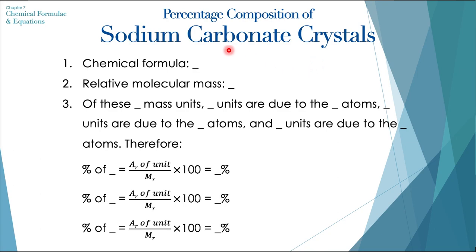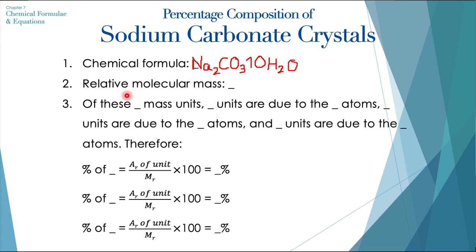So first we're going to write down the chemical formula of sodium carbonate crystals, which is, let's do it right now. I'm going to tell you, okay, fine. But you're going to do it with me, okay? Okay, I know this is a very terrible handwriting, but this is the chemical formula of sodium carbonate crystals. Na2CO3.10H2O. Okay? Remember, whenever we're talking about crystals, there is water in it.